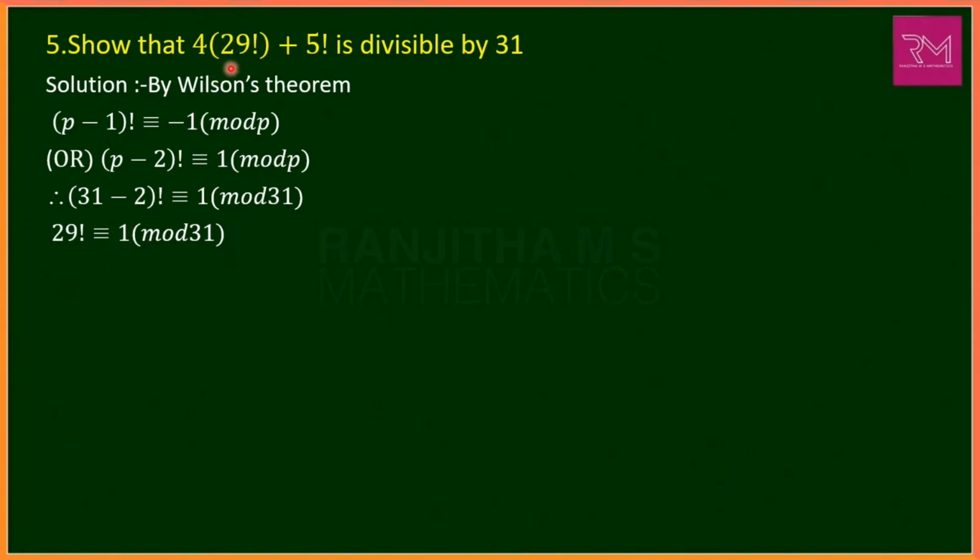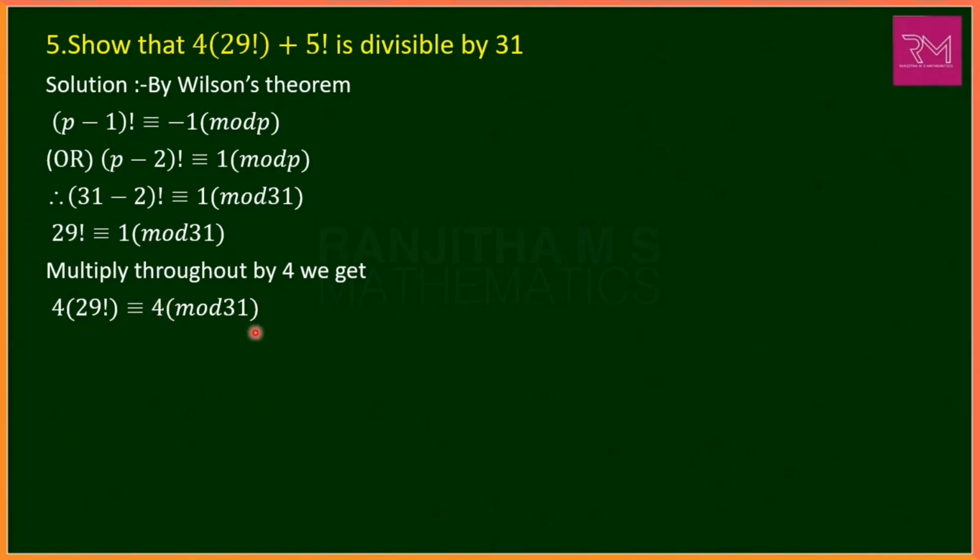Here we have to show that 4 into 29 factorial plus 5 factorial is congruent to 0 under modulo 31, because we have to show this value is divisible by 31. So in the next step, we have 29 factorial here. We have to multiply this congruency by 4. Here we have 29 factorial, but we have to obtain 4 into 29 factorial plus 5 factorial. For that, first multiply throughout this congruency by 4. We get 29 factorial into 4, that is 4 into 29 factorial, which is congruent to 1 into 4, which is 4, under modulo 31. Also, we have to add this 5 factorial.